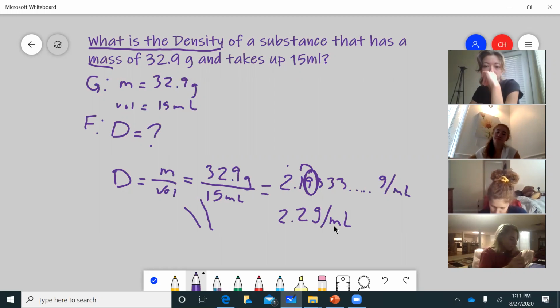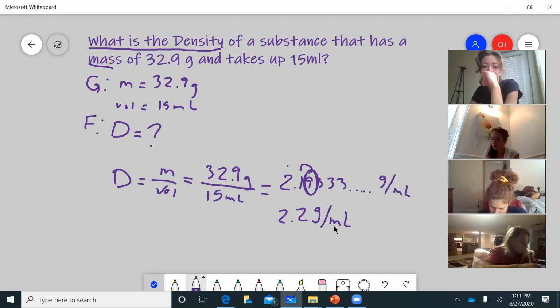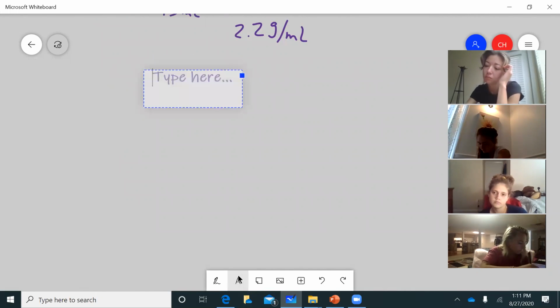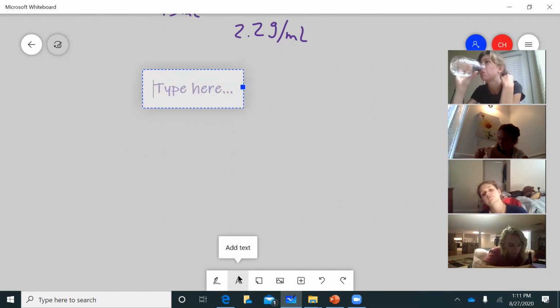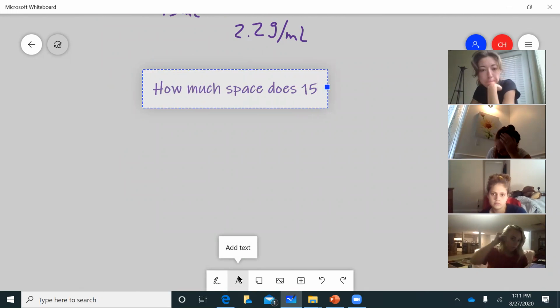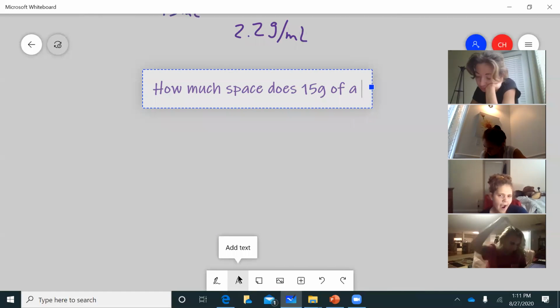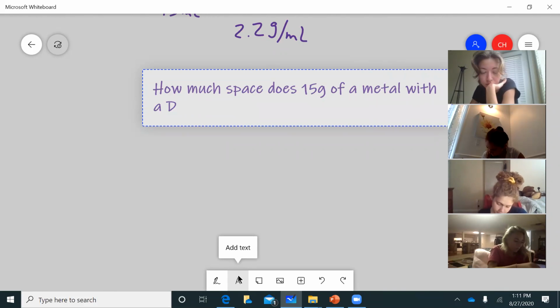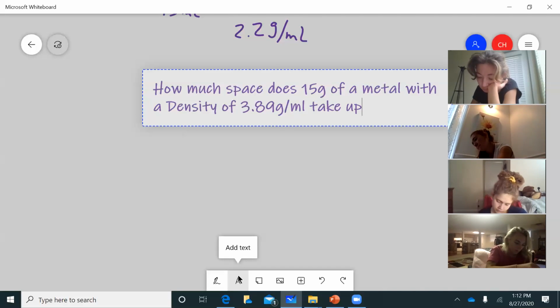All right, I'm going to give you another one, structured in a little bit of a different way. So, how much space does 15 grams of a metal with a density of 3.89 grams per milliliter take up?